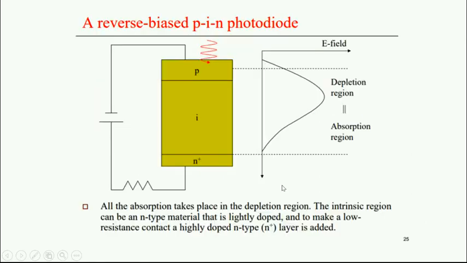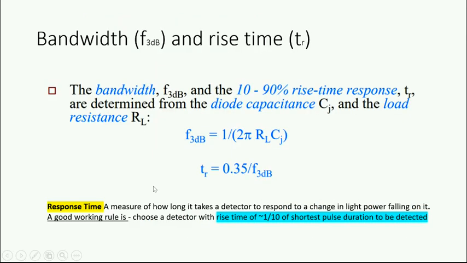This is the photodiode. So we have the diode depletion region. There is capacitance, right? The capacitance equation is epsilon 0 A by D. So you will have a junction capacitance here, and there is a load resistance. This is the load resistance. Based on this, the diode capacitance CJ and load resistance RL decide F3dB. So F3dB is equal to 1 by 2 pi RL into CJ, where CJ is the junction capacitance and RL is the load resistance.